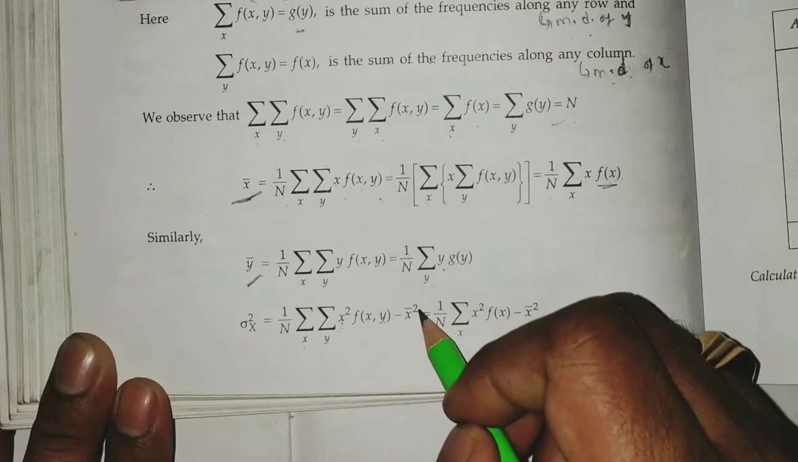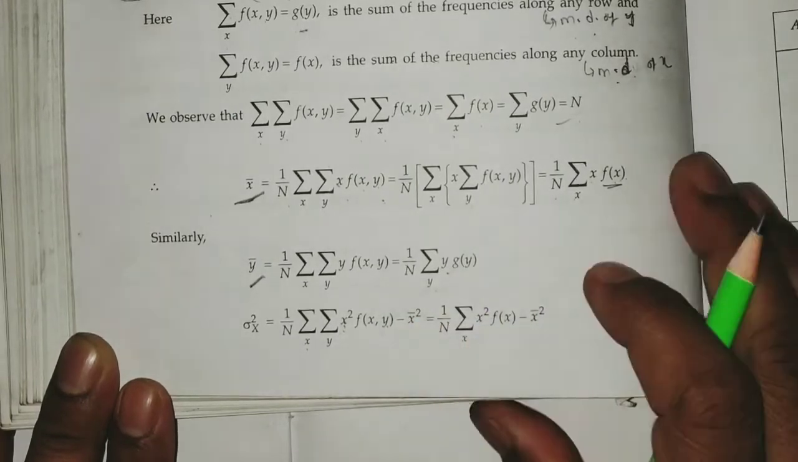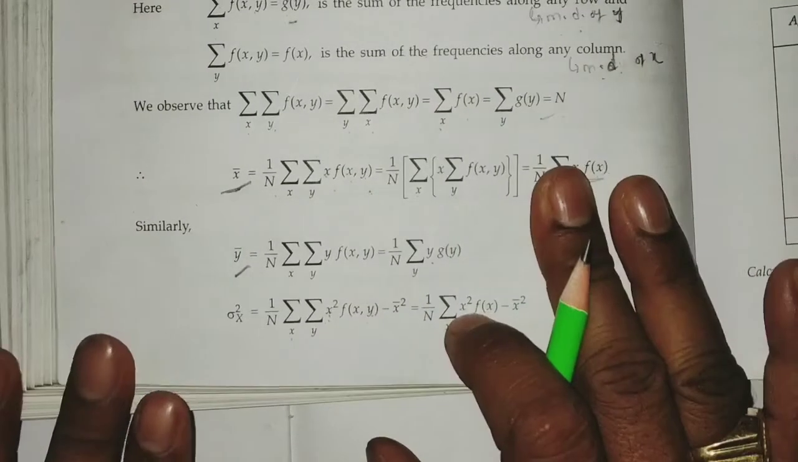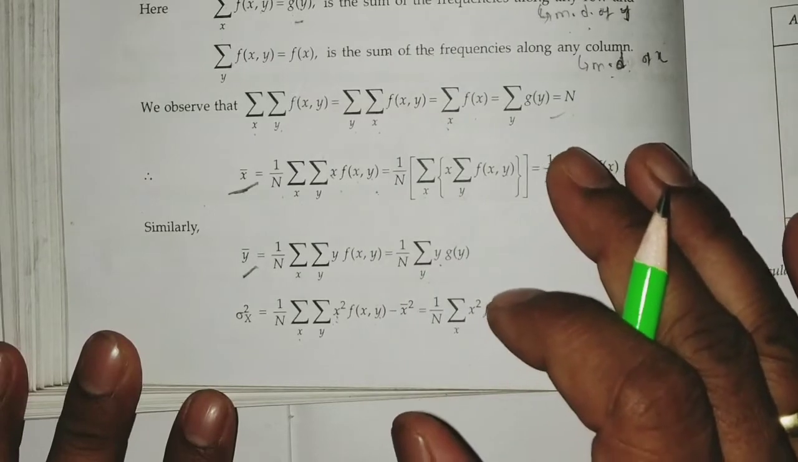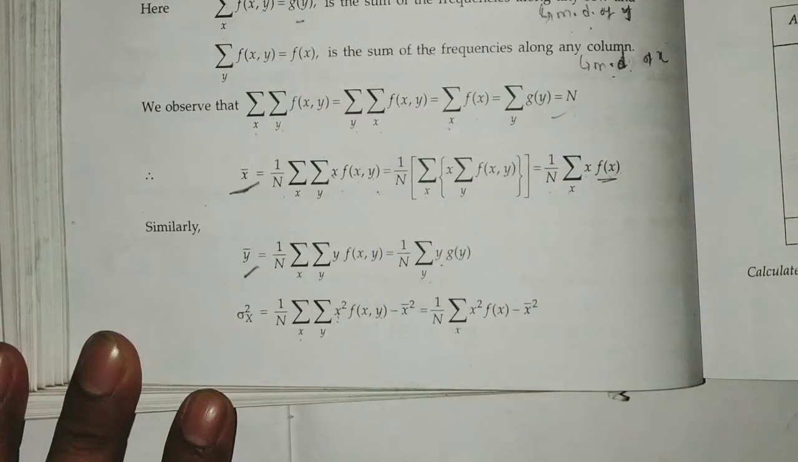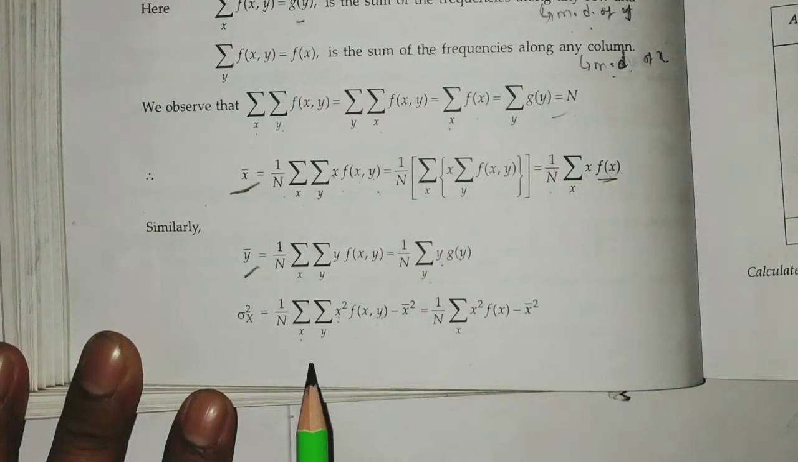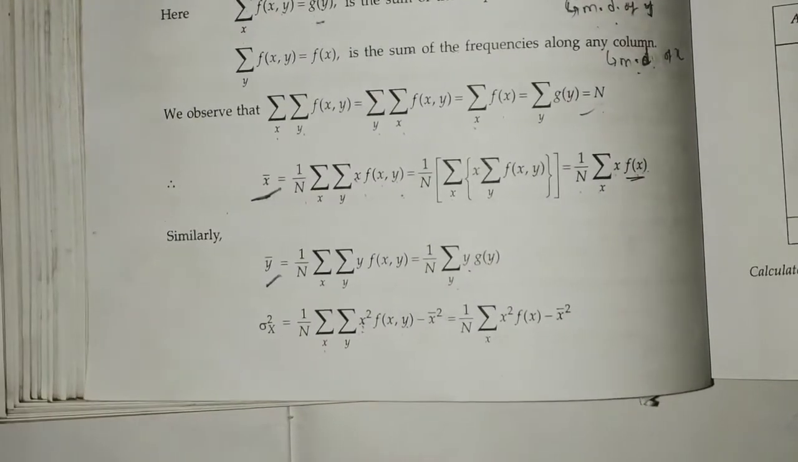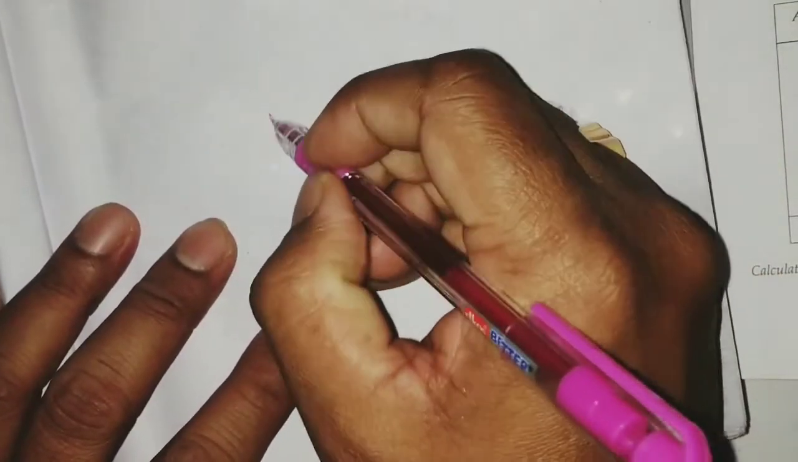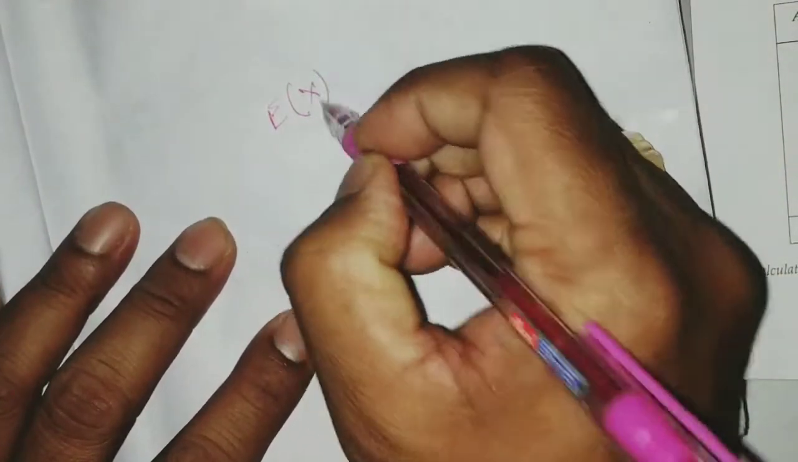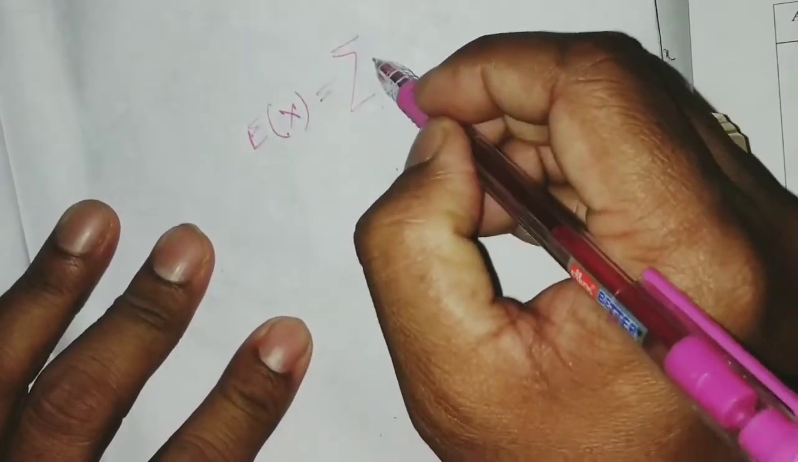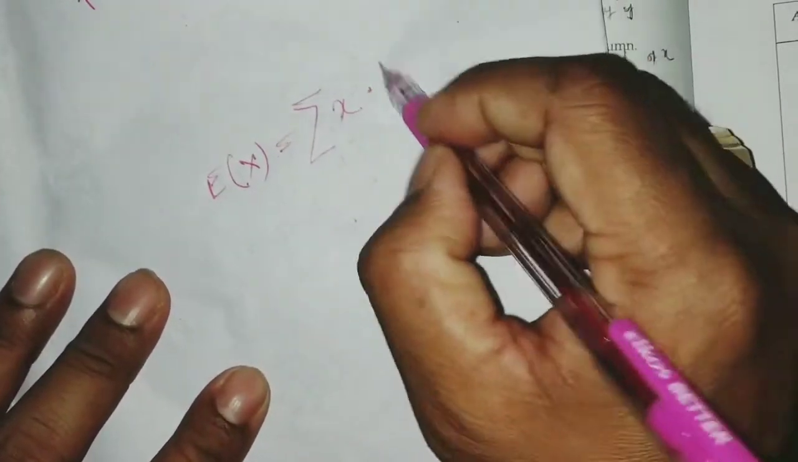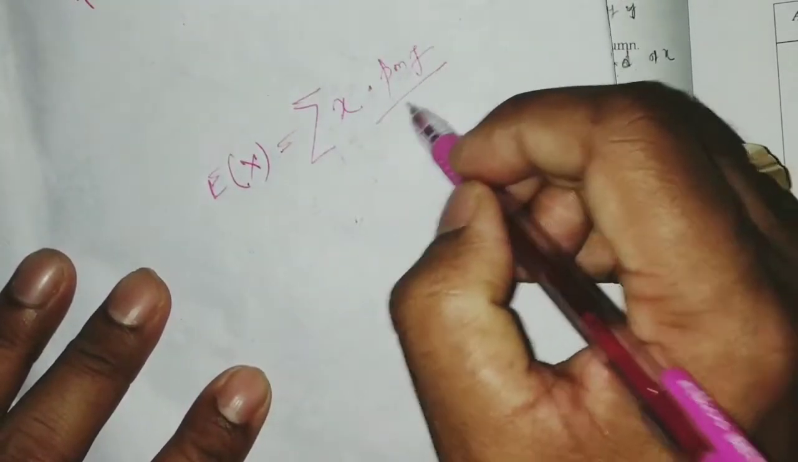You just recall how we calculated the mean and variance of a discrete random variable. If we have a random variable x, the expectation of x is nothing but summation over x, x into the PMF.